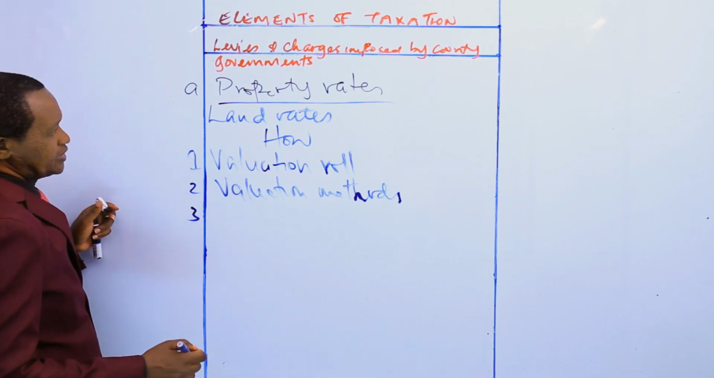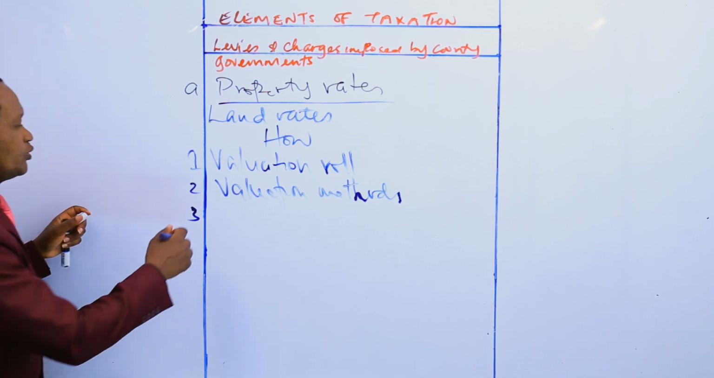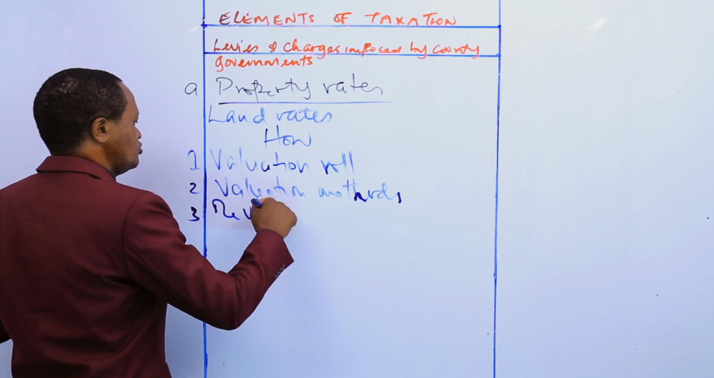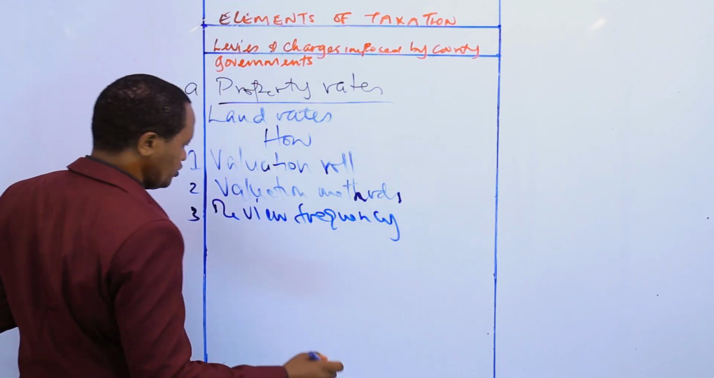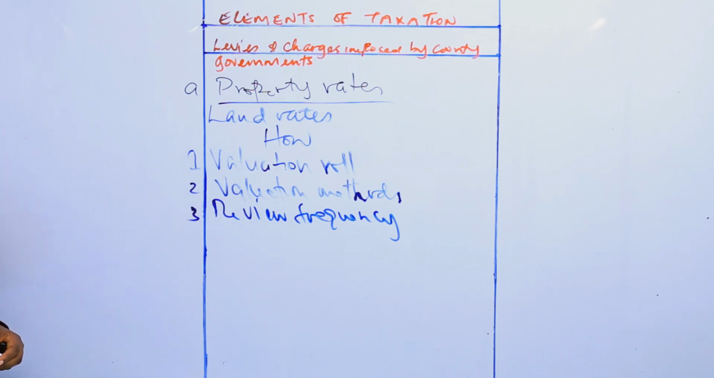Now, the third point in understanding how property rates are determined is what we call review frequency. The National Rating Act of 2024 requires counties to review and update their valuation rolls at least once every 5 years, with a possible 2-year extension. And this ensures that property valuations keep pace with the market changes.